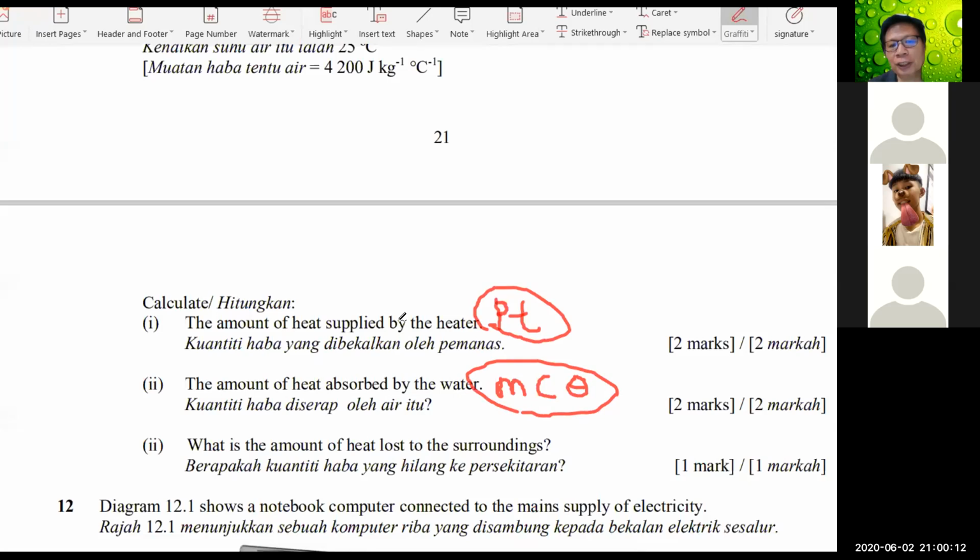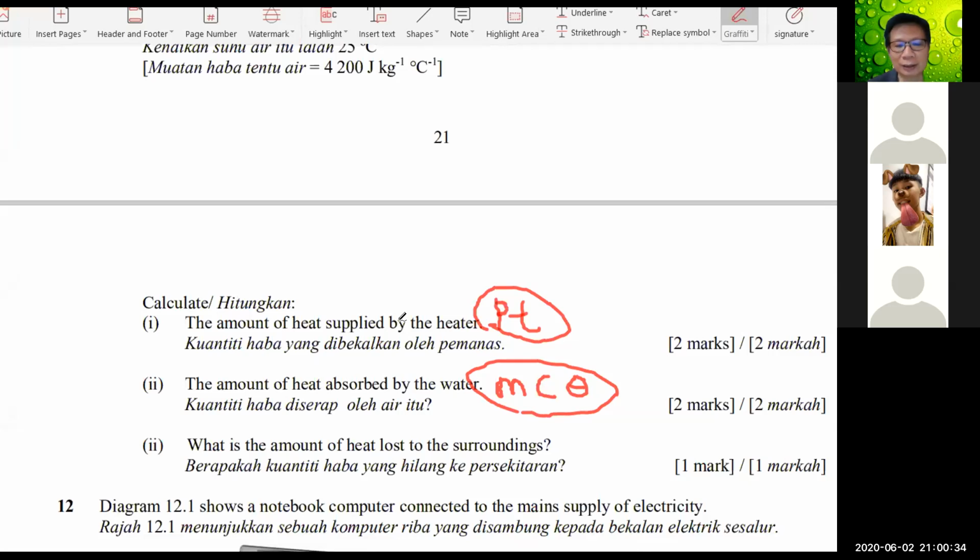Which answer is bigger, PT or mcθ? PT is bigger. Yes, correct. Why is PT bigger, like you say? There's a heat supply from the power, so the heat supplied will be bigger. Then mcθ, why is it smaller? Some heat will be lost to the surroundings.